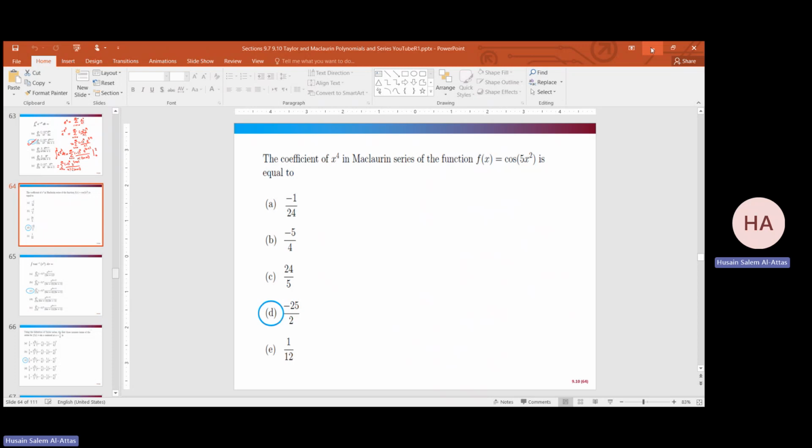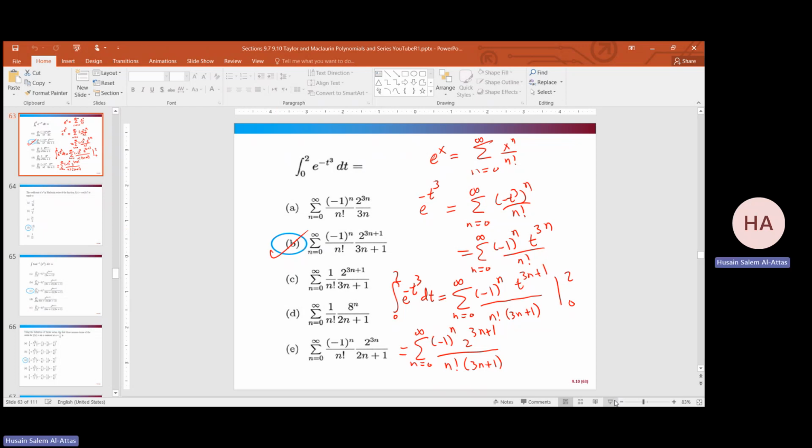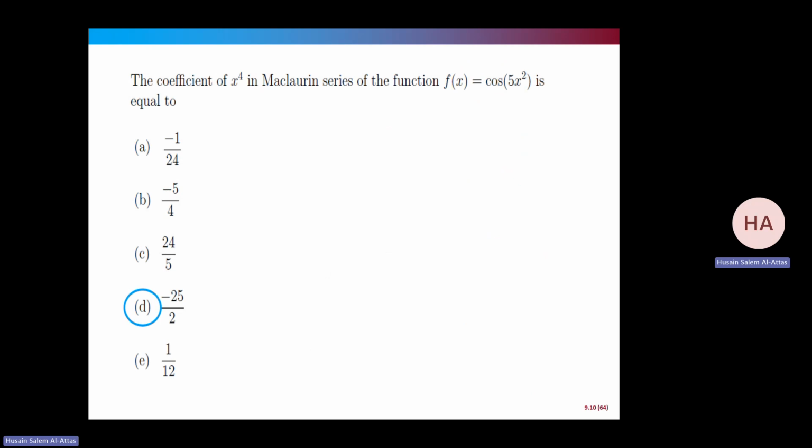Now we'll finish. That was the last problem we did. Now we'll continue doing all these exam questions. I think the idea is clear, but now just practicing more examples. Okay. Cosine of 5x squared.